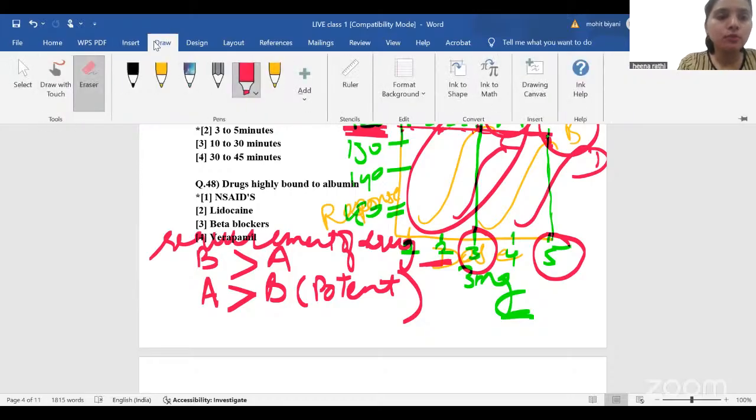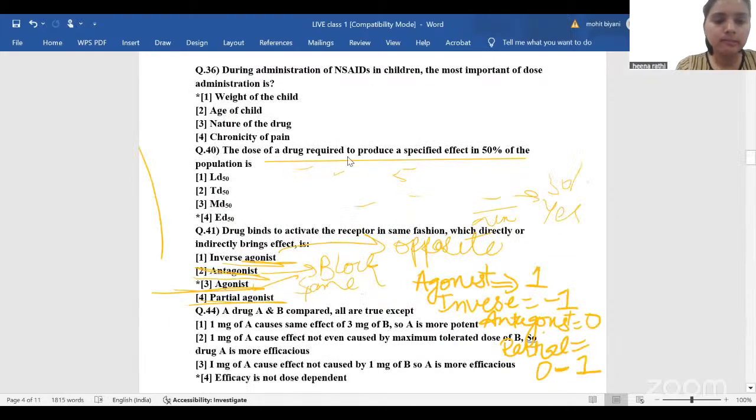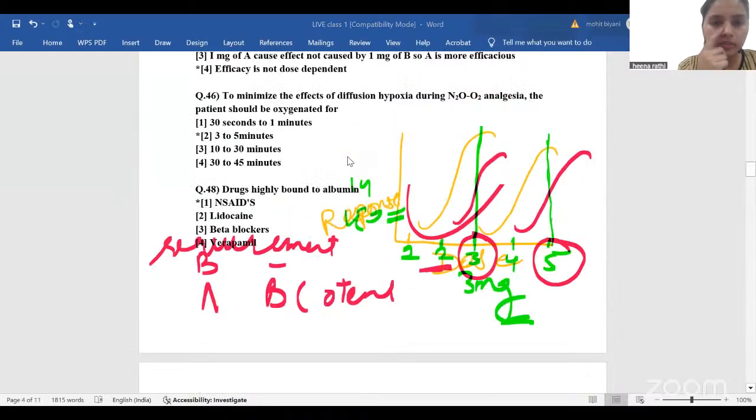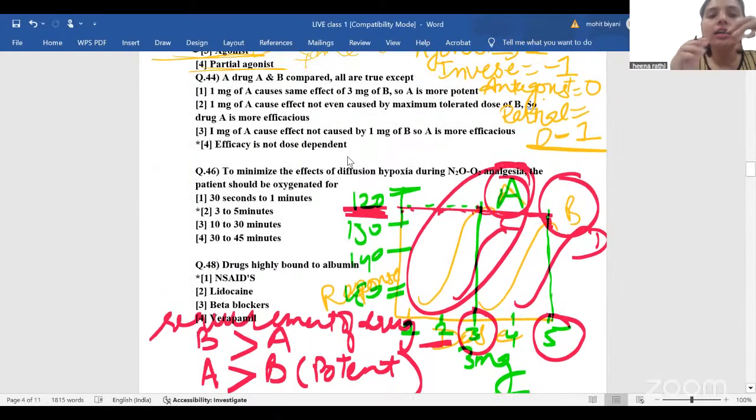So let's move to our question. What was our question? The question was: drug A and B when compared, all are true except. 1 milligram of A causes the same effect as 3 milligram of B. So A is more potent, yes, because A is giving the same effect at the lower concentration of the drug. So A is more potent.